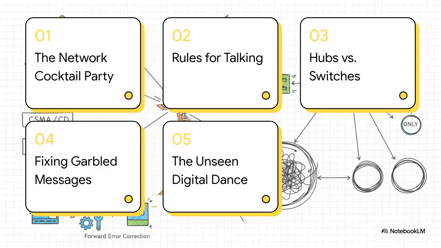So here's what we're going to do. We'll kick things off with a simple analogy to frame the problem. Then we'll look at the rules and the tech that solve it. After that, we'll see how we fix errors when they still manage to pop up. And finally, we'll tie it all together. All right, let's get into it.